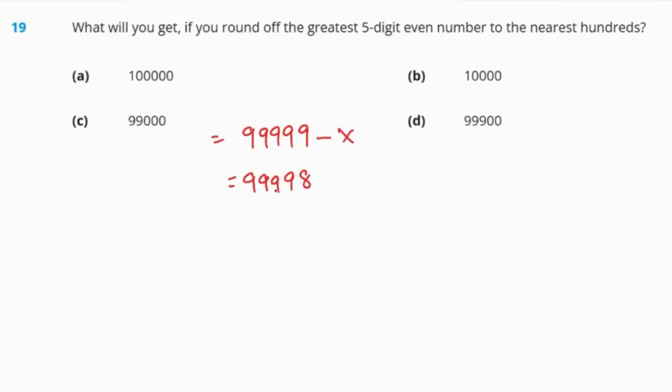When we round off this number to the nearest thousand, what will we have? Yes, this is the correct option. When we round off to the nearest thousand, we will get this. So the correct option is option A.